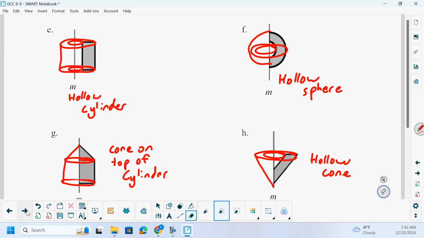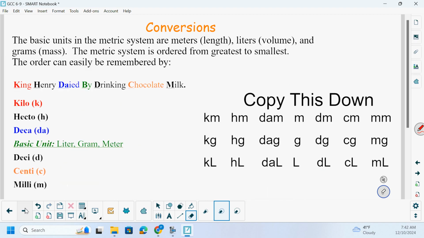So that concludes our second part for today. The third and final thing we're going to look at is over on page 58, and we're going to look at conversions. With conversions, we're going to look at converting with the metric system. For example, if we had meters, what if we wanted to convert it to kilometers? Or what if we had grams and wanted to convert it to milligrams?